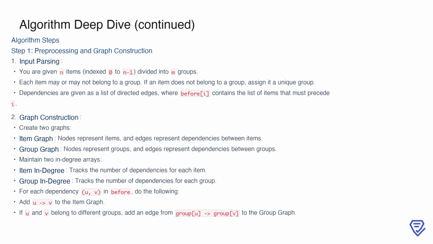Next, we construct two graphs. The item graph represents dependencies between individual items, while the group graph represents dependencies between groups. Alongside these graphs, we maintain two in-degree arrays to track the number of unresolved dependencies for each item and each group. For every dependency (u, v), we add an edge from u to v in the item graph. If u and v belong to different groups, we also add an edge from group u to group v in the group graph. This step ensures that all dependencies are accurately represented in the graphs.